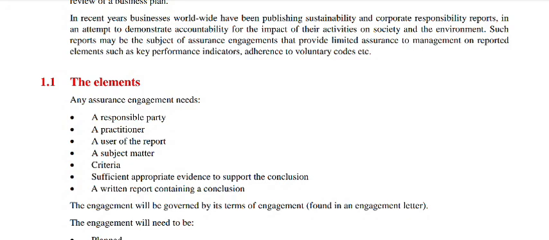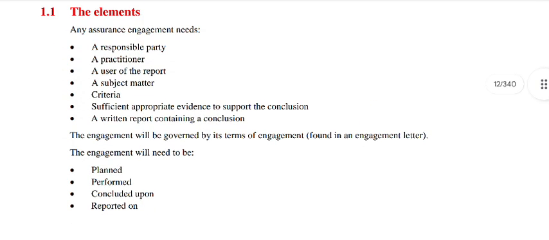1.1 The elements. The assurance engagement needs a responsible party, a practitioner, a user of the report, a subject matter, criteria, sufficient appropriate evidence to support the conclusion, and a written report containing a conclusion. The engagement will be governed by its terms of engagement found in an engagement letter. The engagement will need to be planned, performed, concluded upon, and reported on.